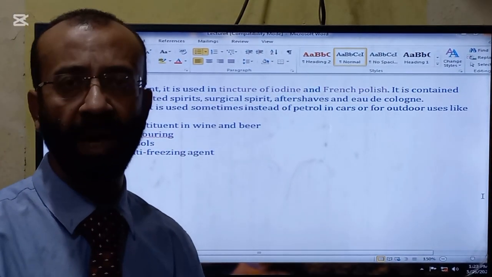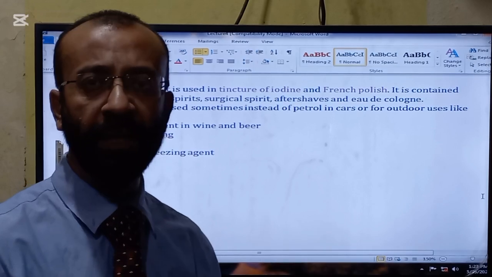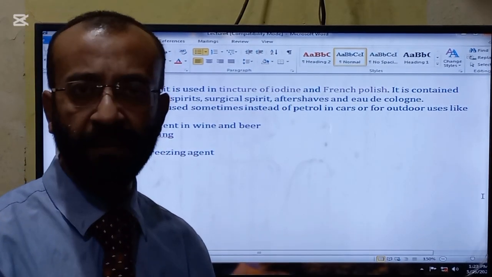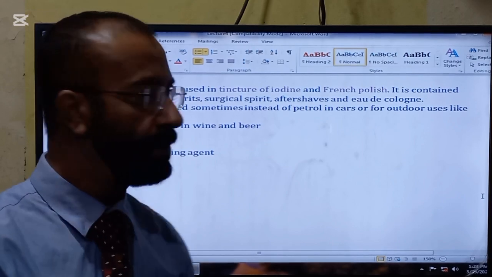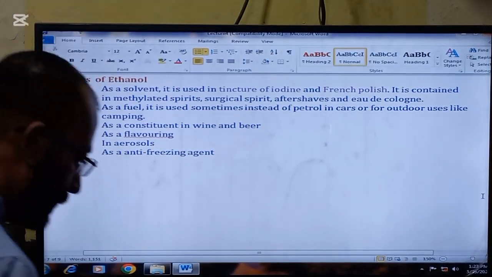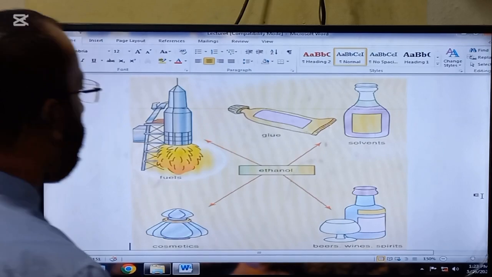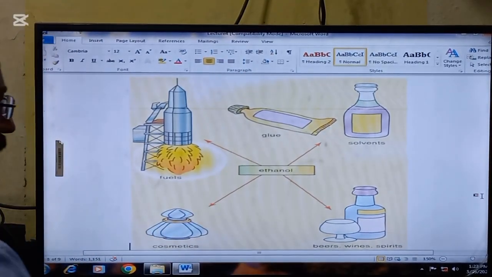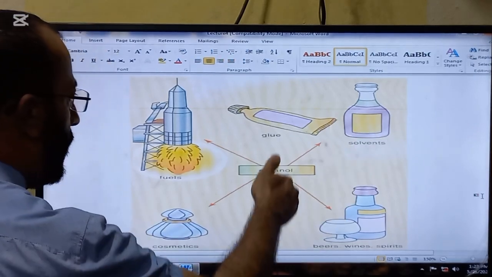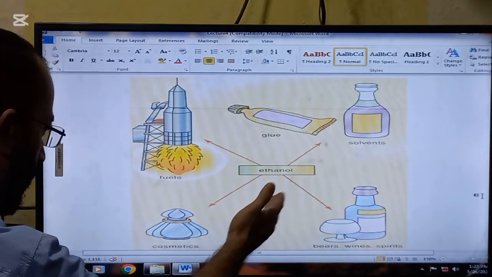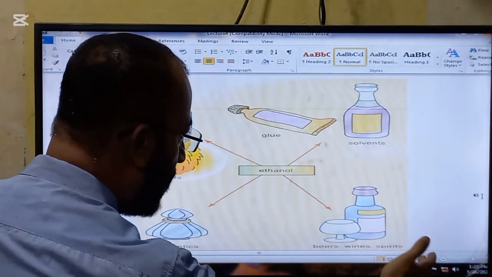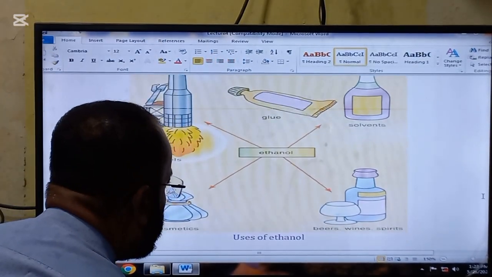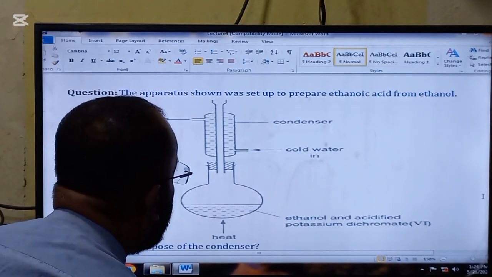Sometimes a 2 or 3 mark question always comes in the paper. The requirement is to give some uses of ethanol. So this is important. Here are some uses given in the picture. Ethanol is used in solvents, in glues, as a fuel, in cosmetics, in beers, wine, spirits, etc. So this is a figure of the uses of ethanol.